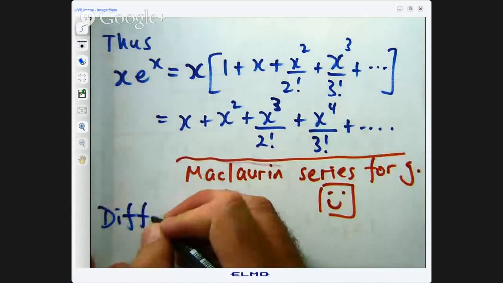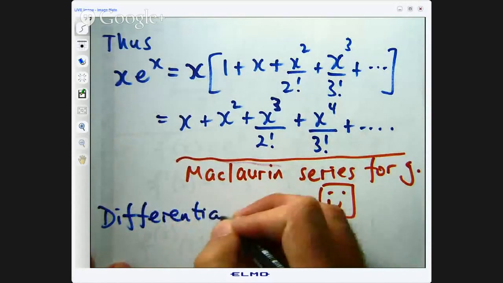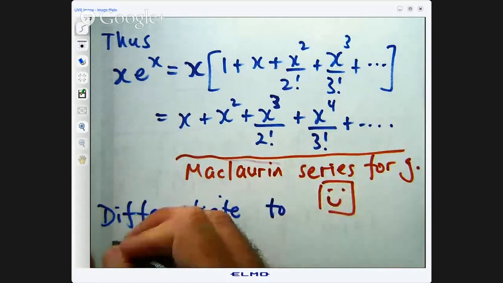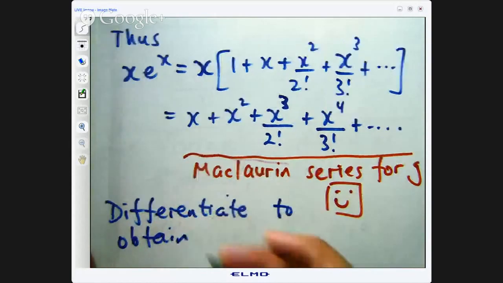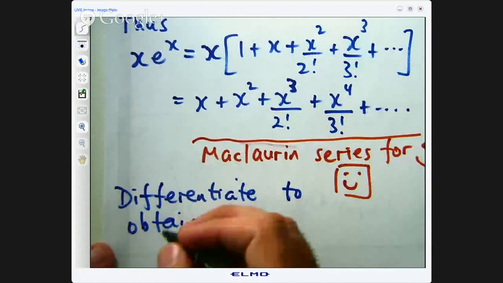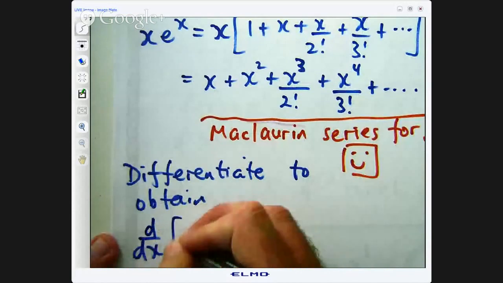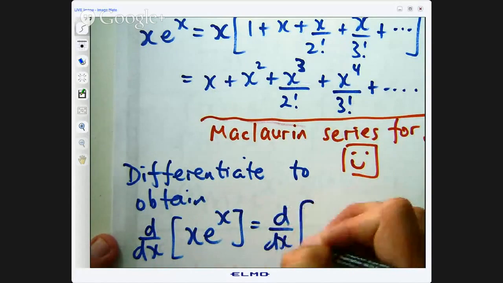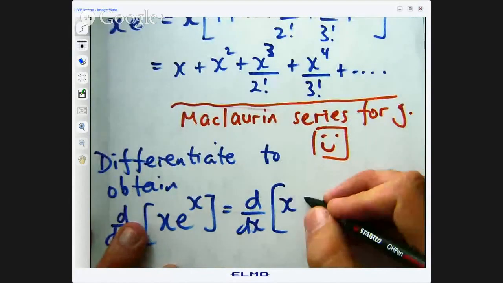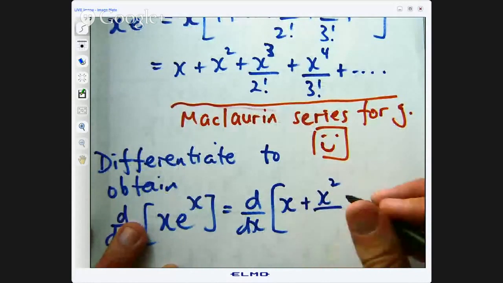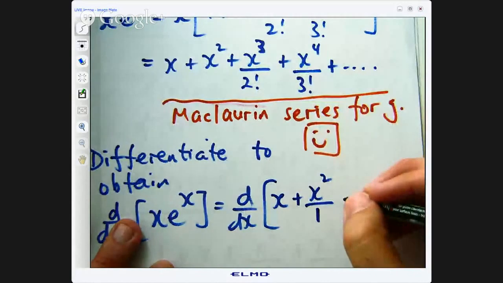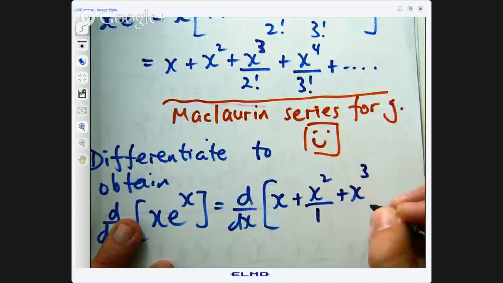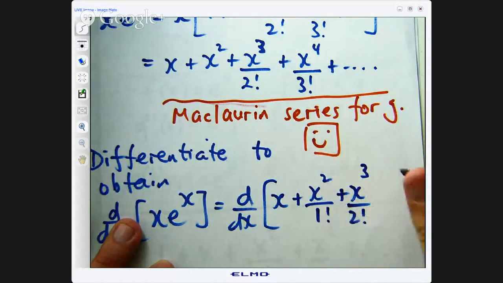So let's differentiate to obtain, okay, so we're going to differentiate the left-hand side. We're going to differentiate the right-hand side. And then we'll see what happens. Now, again, I can do this because of the convergence. And I haven't said much about convergence formally, but I'll save that for other videos. See if I can squash that in, dot, dot, dot.